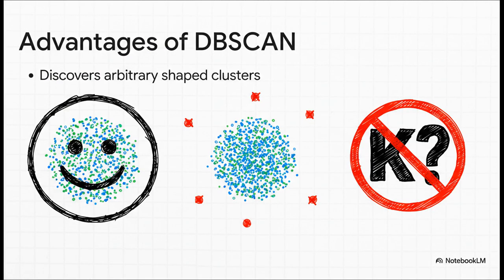So let's just recap the big wins here. 1. It finds clusters of literally any shape. 2. It automatically finds and flags outliers as noise. And 3, this is a huge one, you don't have to tell it how many clusters you're looking for. It figures that out all by itself just by looking at the density of your data.